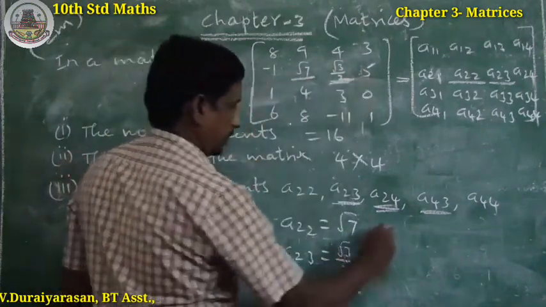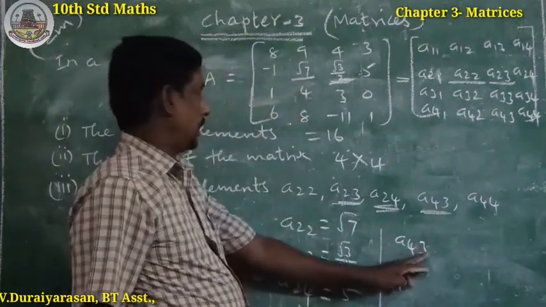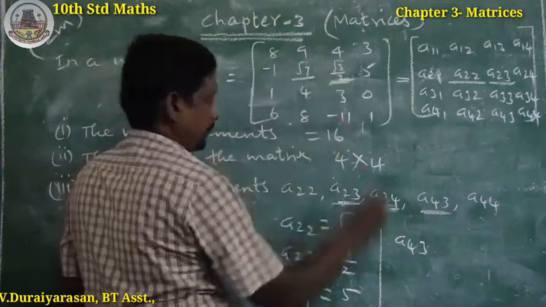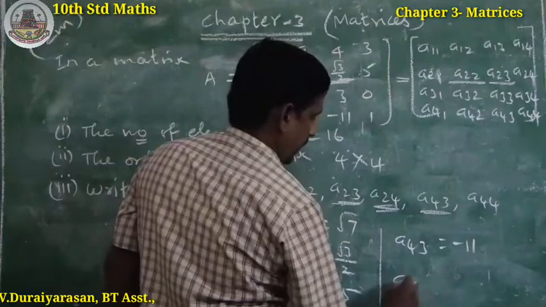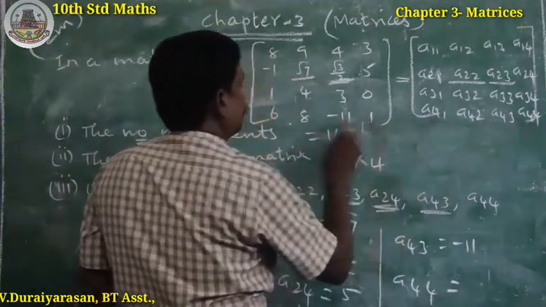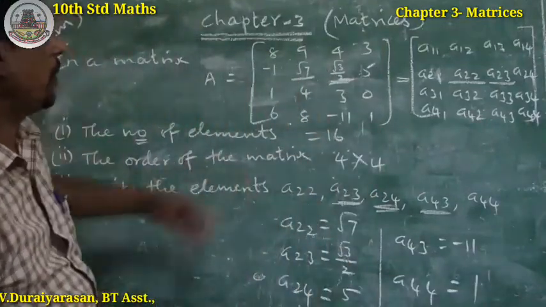So 5. Next question. A43. Fourth row, third column. So equal to minus 11. A44. Fourth row, fourth column. Equal to what? 1. That's all. This is a 2 mark question.